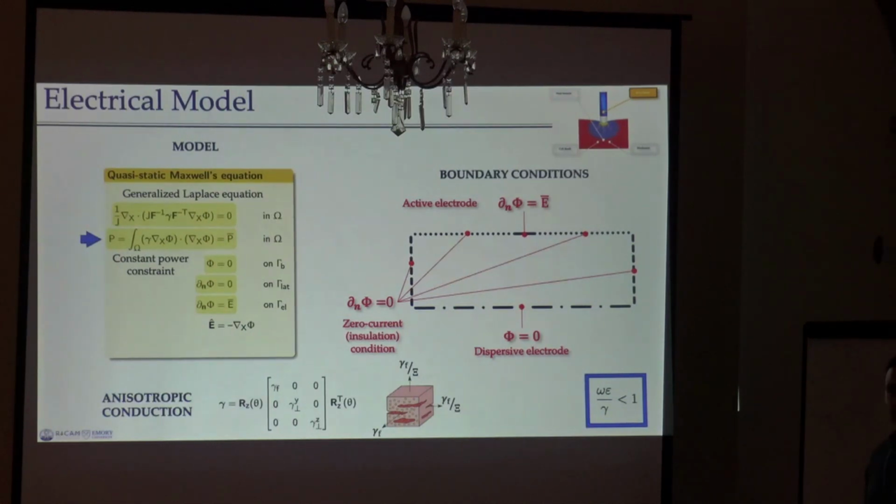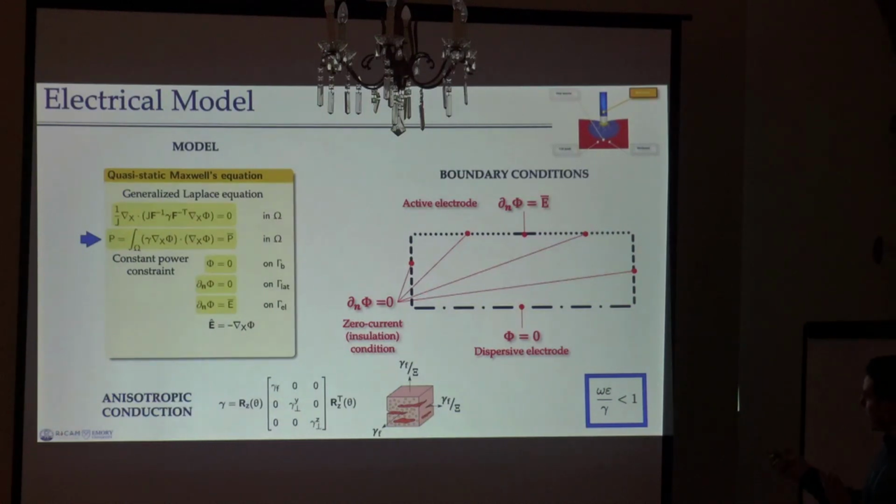What is really critical here is this constraint. The total dissipated power within the tissue, which is the power delivered by the machine to the heart, must be fixed. Otherwise, we burn everything. Okay? This is a very critical constraint. If you don't respect this constraint, you are simulating something else. You are not simulating cardiac radiofrequency ablation.